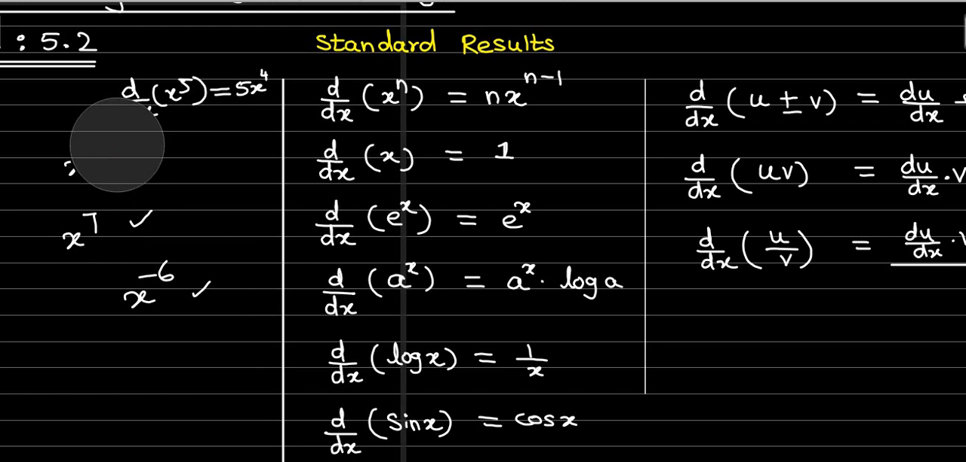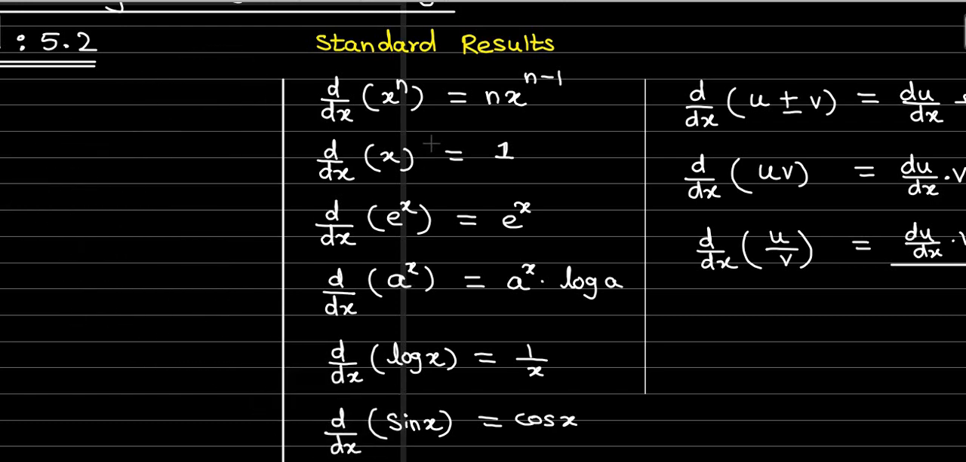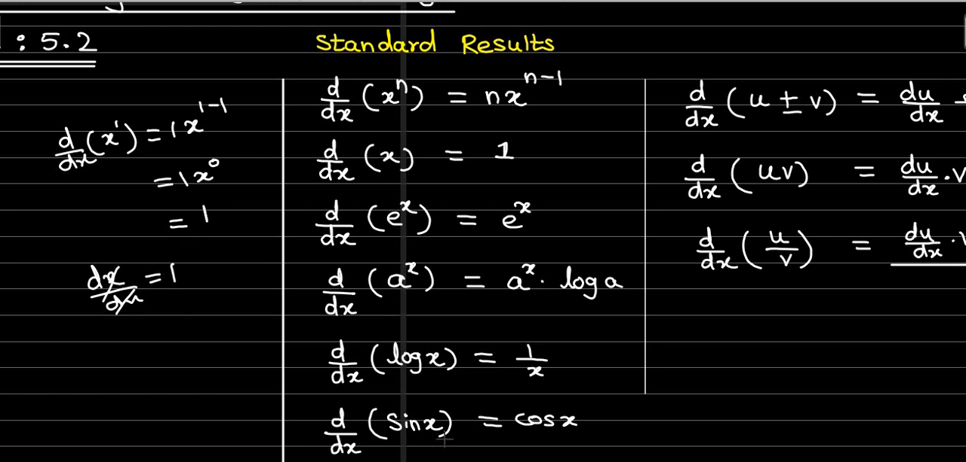Next one is d by dx of x. So differentiation of x with respect to x is 1. This can be obtained using the first formula itself. What is the power here? If nothing is written, it's power 1. Then bring the power to the coefficient, then reduce 1 from the power. Then 1 minus 1 is 0. X power 0 is 1, since anything raised to 0 is 1. 1 into 1 is 1. So that's how the differentiation of x is 1. Also, you can remember it in either way.